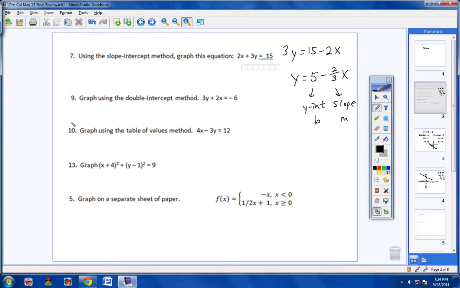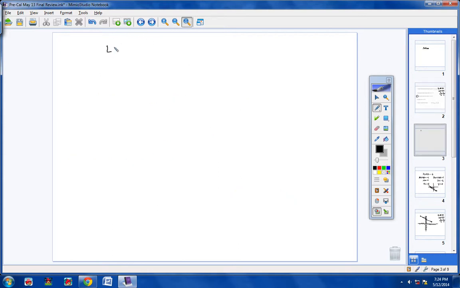I want you to graph this problem here, number 10. I want you to graph using a table of values. So we have 4x minus 3y equals 12. And what I've taught you to do when you're graphing a linear equation using a table of values, you can pick any 3 values for x that you want. I usually use 0, 1, and 2.